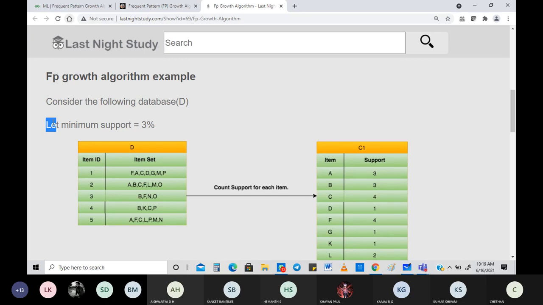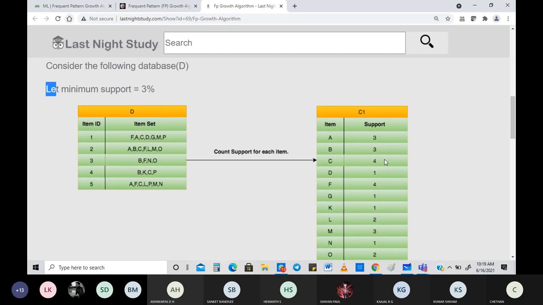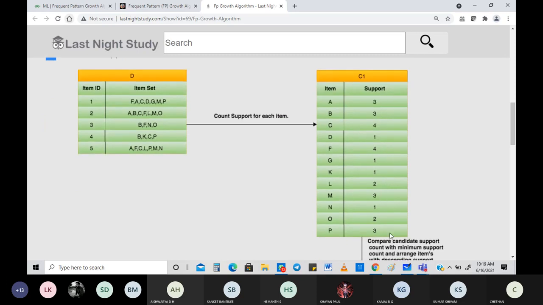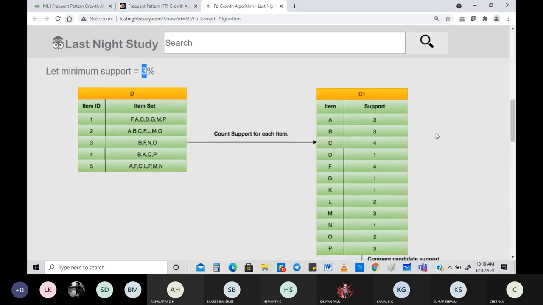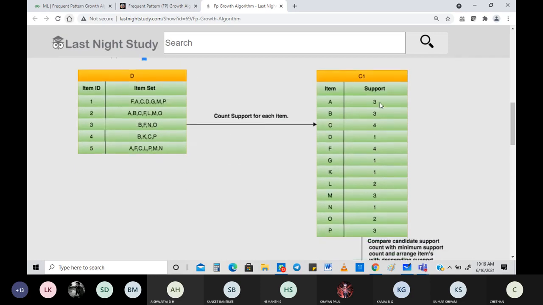And you see the item sets. So many item sets are there. When we figure out the frequency of each and everything, this is what we get. But in this, what is more important? We need to see only those which have a minimum support of 3. So what are the ones having the minimum support of 3? A, B, C, F, M, and P.